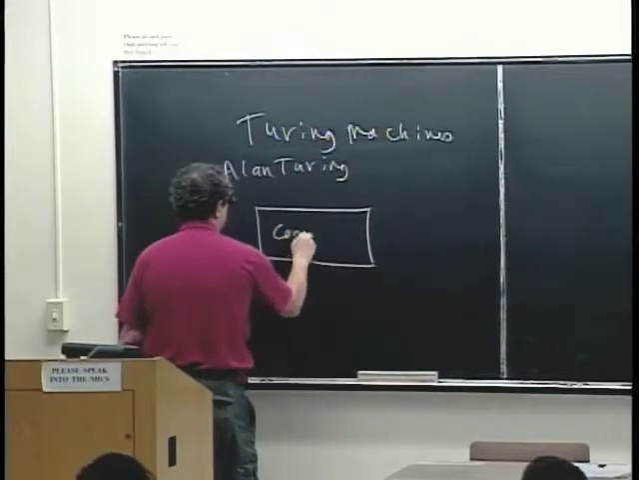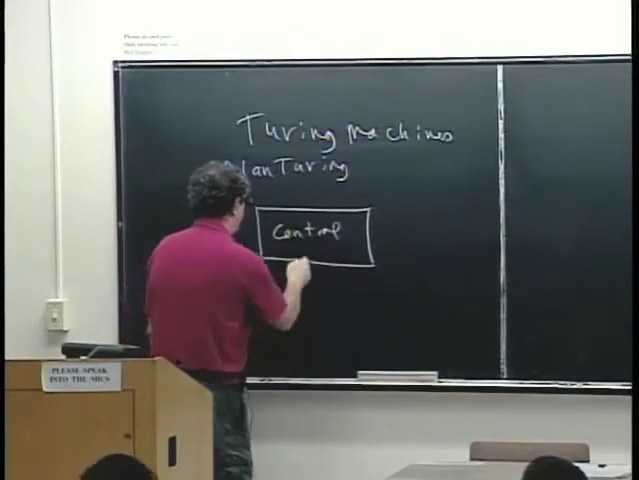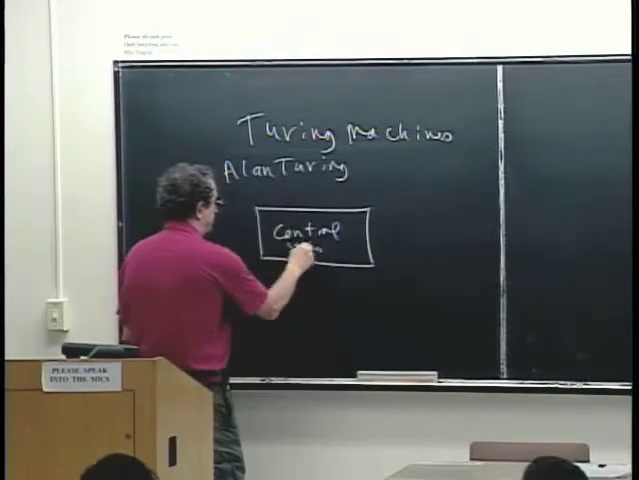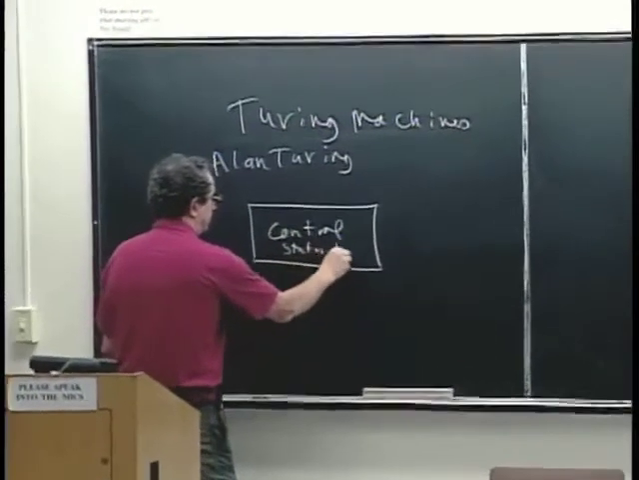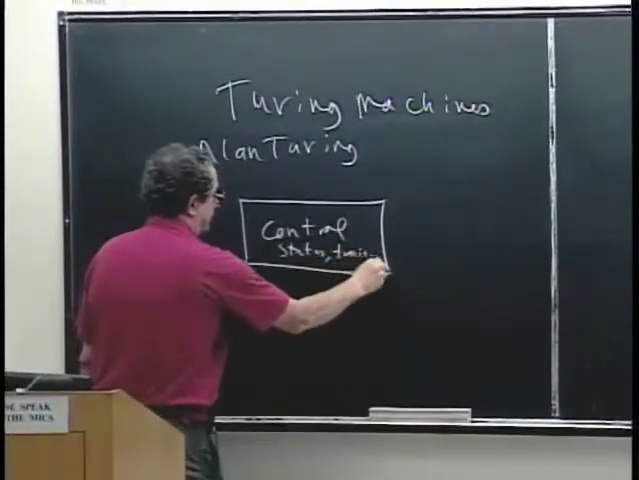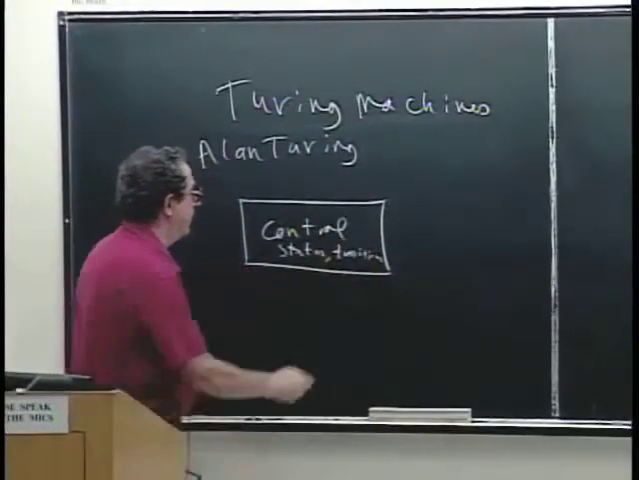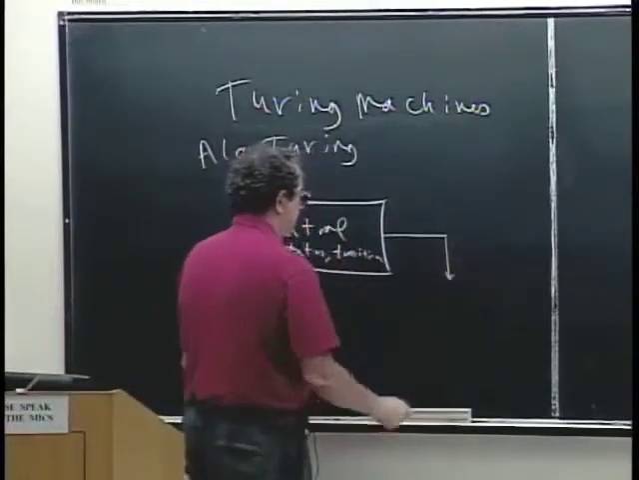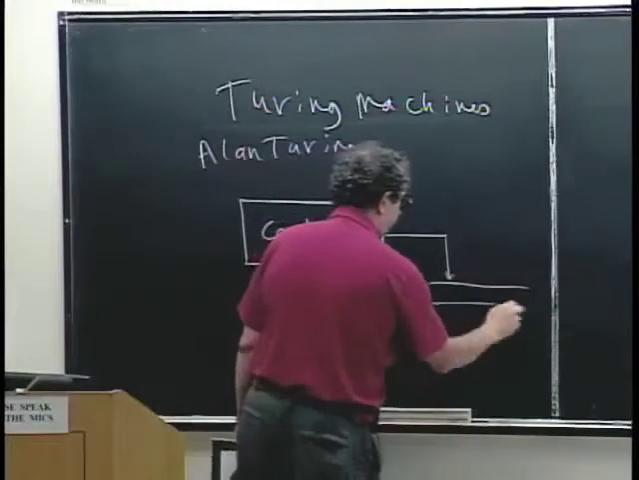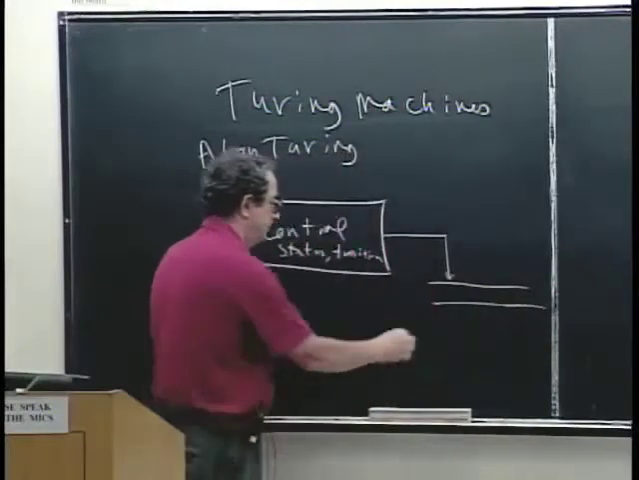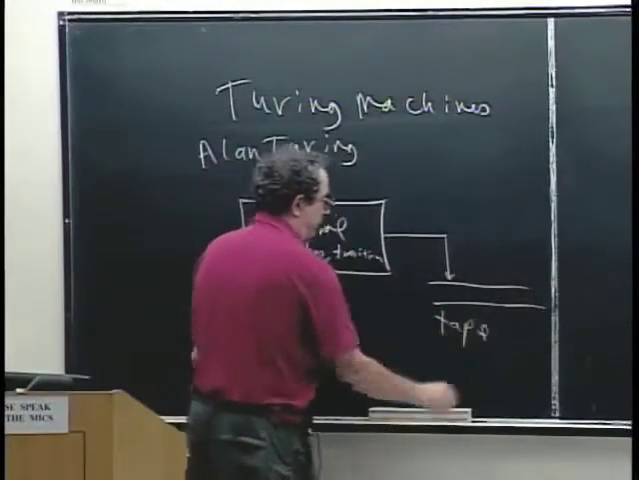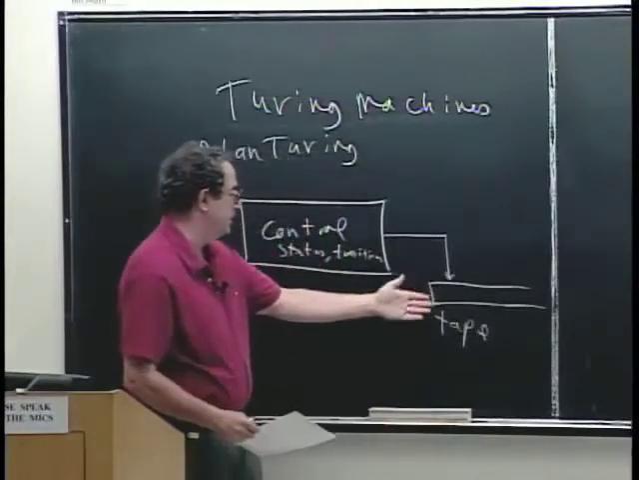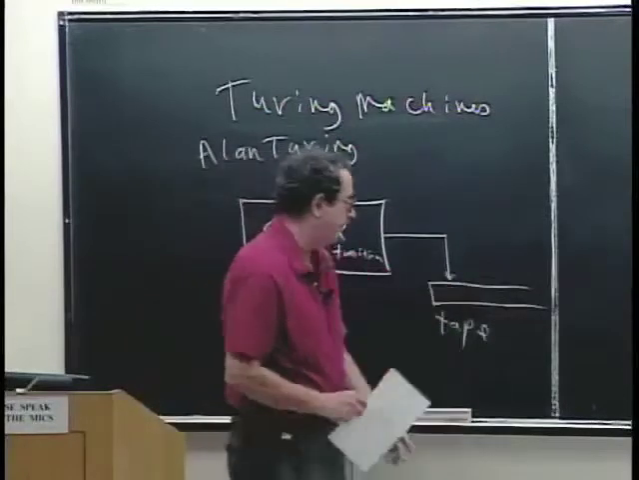So first of all, a Turing machine has a control, which is sort of like what we've been used to. It has states and transitions, etc. So this is almost like a DFA in there. But the main difference, it's a huge difference, is that there's a tape. And this tape has an end on the left side, but it's infinite on the right side.